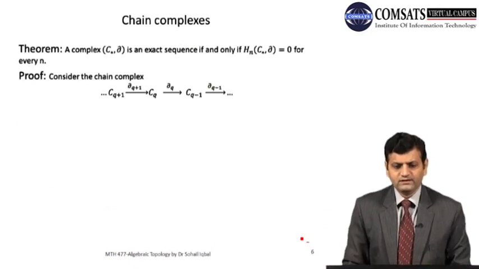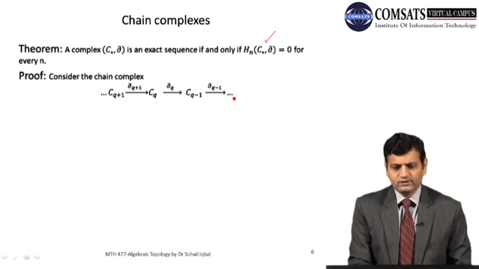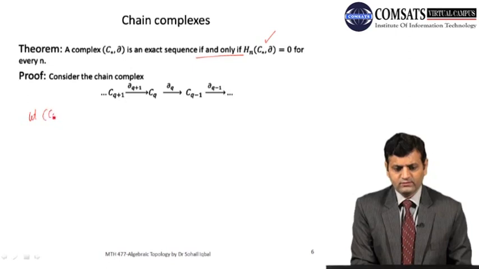A chain complex is an exact sequence if and only if these homology groups are 0. It's a very simple result, but it has very important consequences. There is an if and only if, so let's start with the fact that the chain complex is exact.